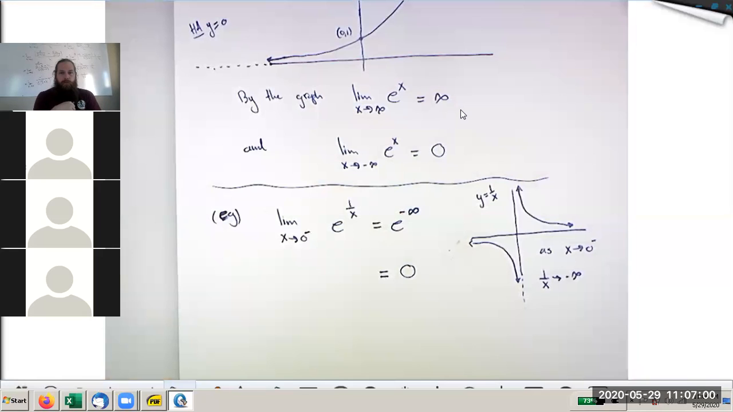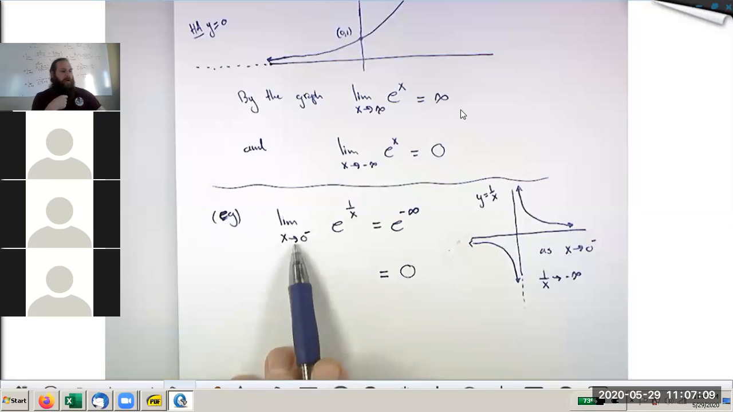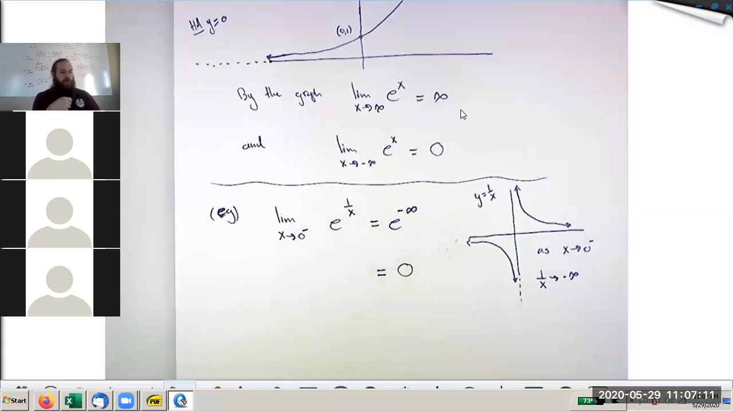Is it because we're trying to understand that it's approaching 0? Right. Yeah, that's the idea. As x approaches 0 from the left, e to the 1 over x approaches 0.